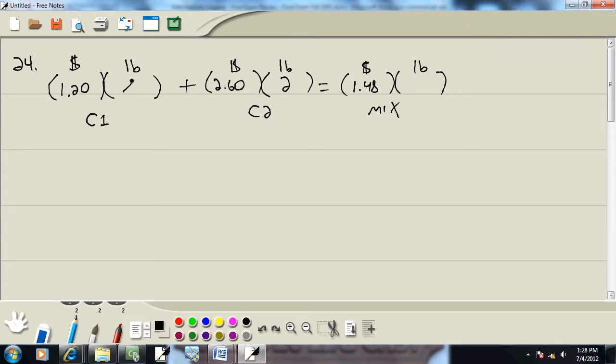Now they say how many of these, so that's our x. And if this is x and this is 2, and these are our pounds, and if I add those together, that'll give me my total pounds. So this will be x plus 2.